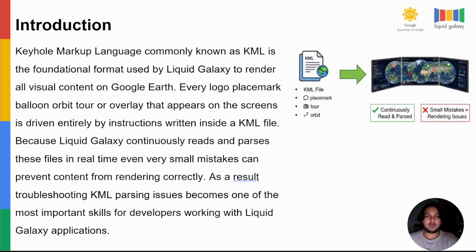Now, one very important characteristic of Liquid Galaxy is that it continuously reads and parses these KML files in real time. This means that the system is not loading the file only once. Instead, it keeps monitoring the file, and every time the file changes, Google Earth tries to reparse it or update the visualization. This behavior has a big advantage. It allows us to update visual content dynamically and almost instantly across multiple screens.